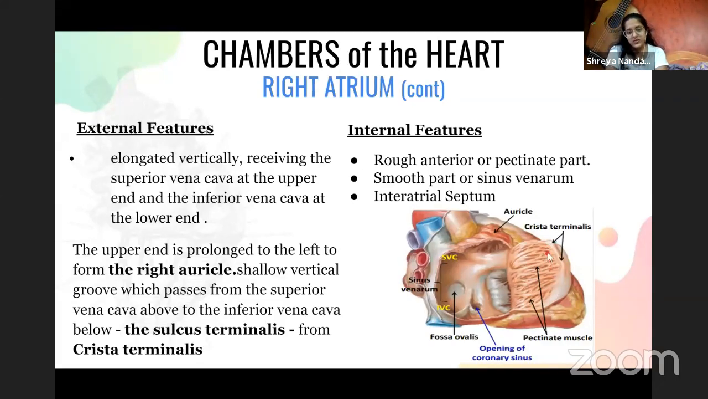And then we talk about the internal features. There are 3 parts that the chamber is divided into internally. First, we have the rough anterior pectinate part, which consists of transverse comb-like ridges known as the musculi pectinati. And then the smooth part, or the sinus venarum, which is made up of the absorbed part of the tributaries. Then we have the interatrial septum, which forms the boundary between the right atrium and the left atrium.